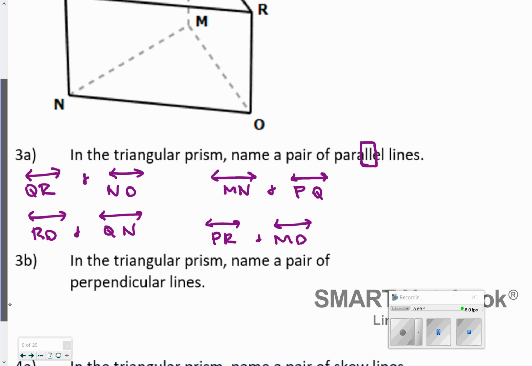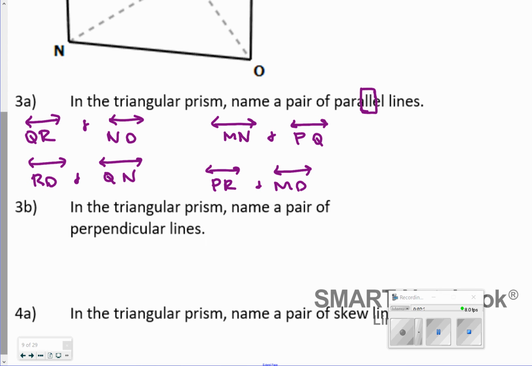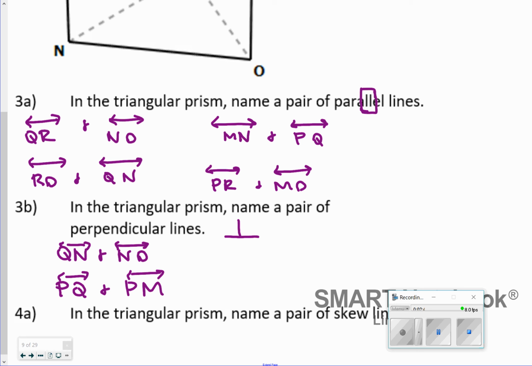For the next one, we were going to be looking at perpendicular. And perpendicular means they have to intersect like this. That's the sign for perpendicular. So here are a few options. Option 1, I said QN and NO, they make an L shape right there. PQ and PM also are perpendicular. Noticing these perpendicular lines have a letter in common. Another one I chose, RO and RQ. And then last but not least, I chose ON and OR. So just again, making sure your lines create an L.